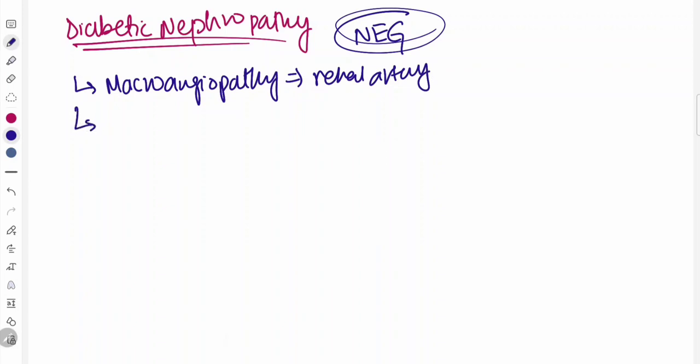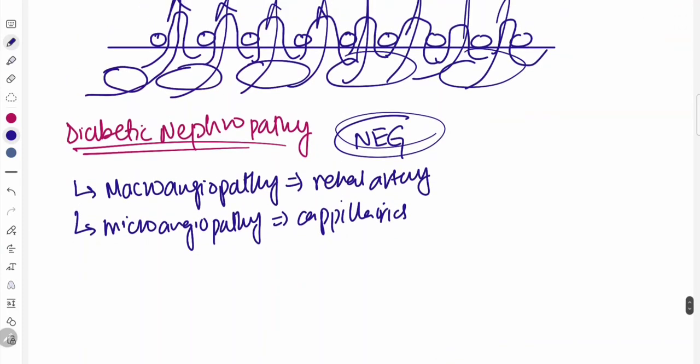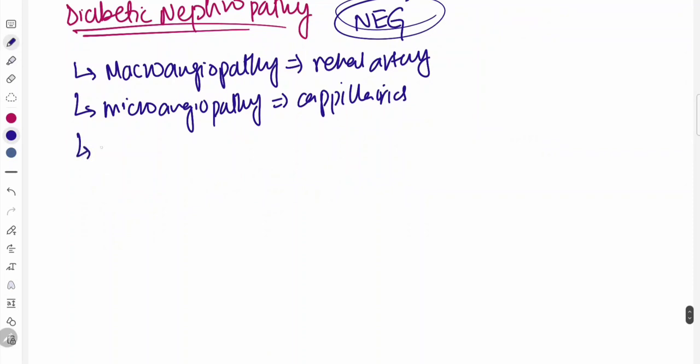We're not going to talk about that today, but I'll tell you what I'm going to talk about. In microangiopathy, what is happening? The capillaries are being affected. And then the third thing is the nephropathy itself.